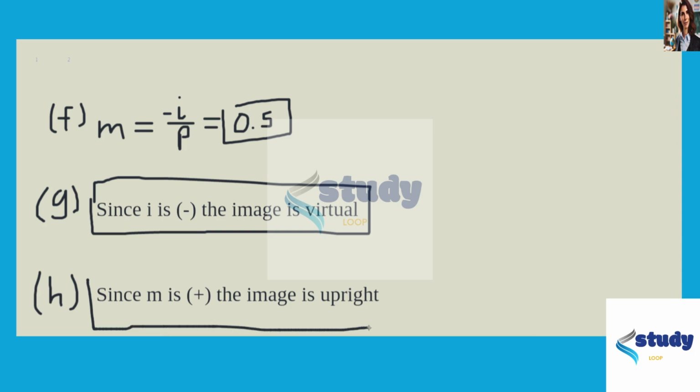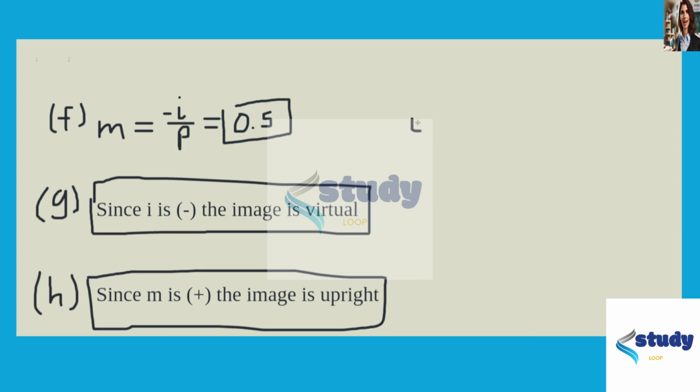For part H, it wants to know if the image that is formed is upright or inverted. To answer that question, we just look at the sign for the magnification, and since M is positive, the image is non-inverted, or upright. We can box it in as our solution for H.